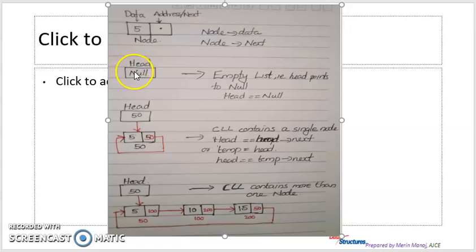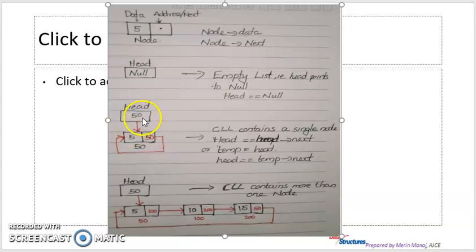If the head contains null, then that means that the list is empty. And we can check whether the given list is empty by checking the condition if head equal to null. And another case is that a list may contain only one node.